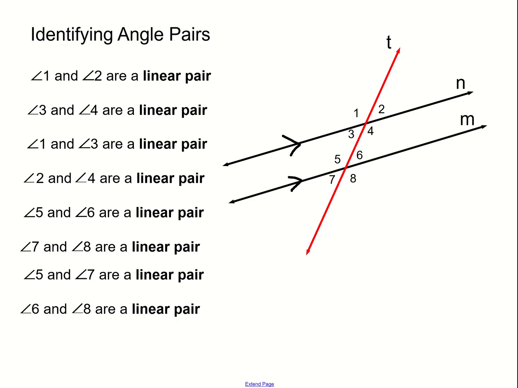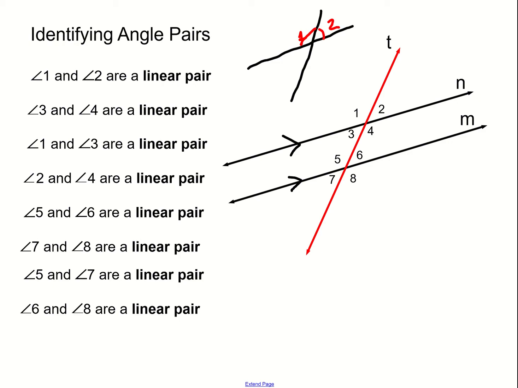So in this case, angle 1 and angle 2, let's talk about a linear pair. Angle 1 and angle 2 are what we call a linear pair, because remember, a linear pair is when you have at least two lines crossing each other, and then you have two angles that are next to each other that end up being supplementary, and we call those a linear pair.